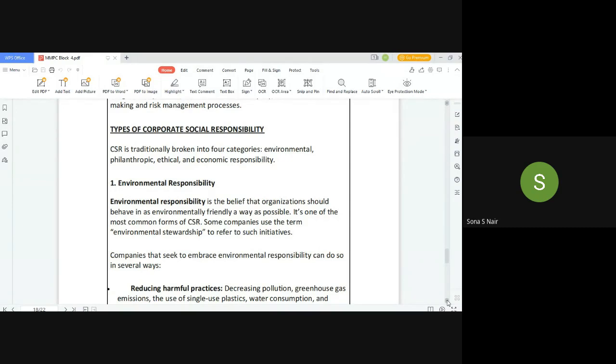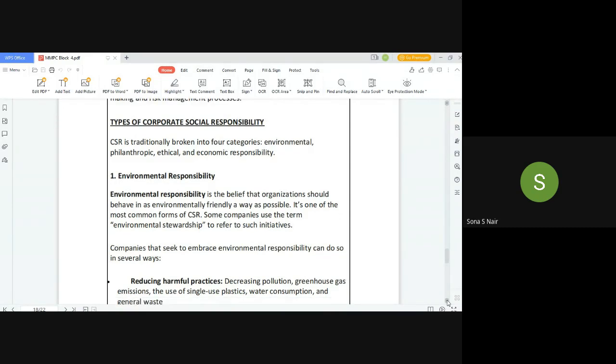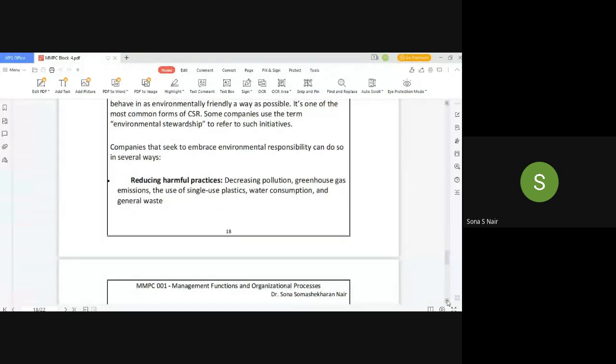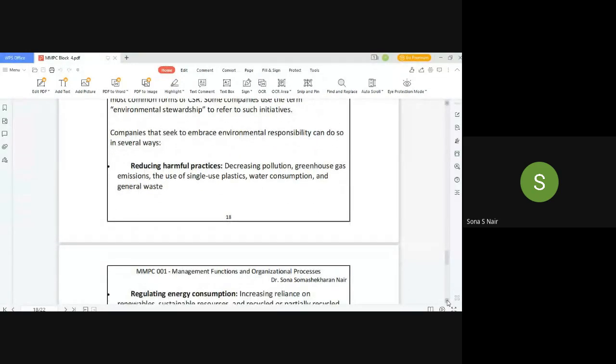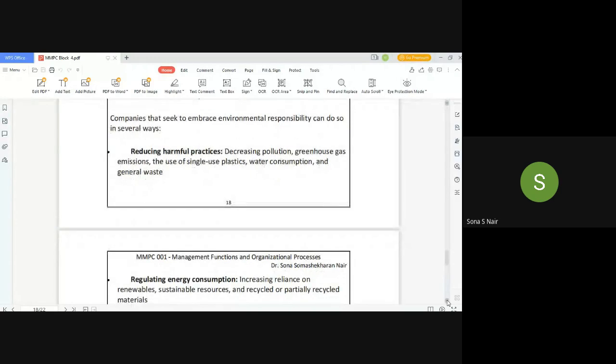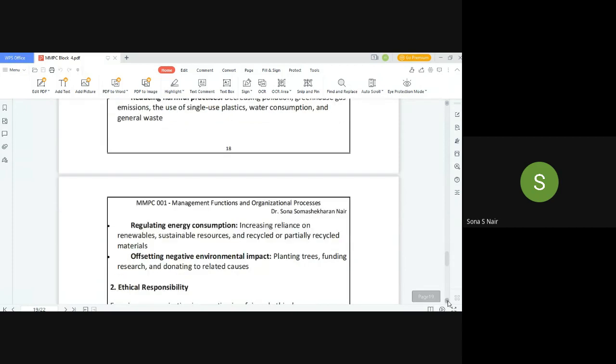And what is the organization trying to do? The organization will try to reduce harmful practices, decrease pollution, greenhouse gas emissions, will not use single-use plastics, and will manage water consumption, general waste, circulation of water, waste handling. All those things the organization will try to do responsibly for environmental responsibility.